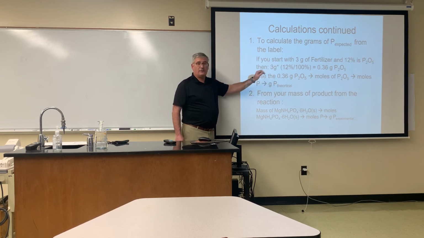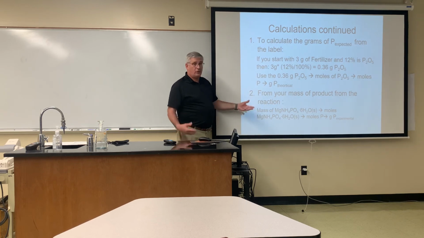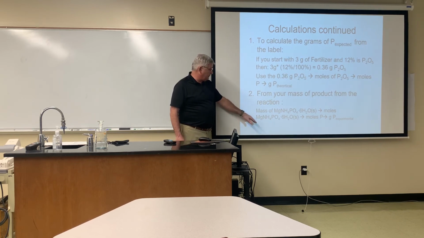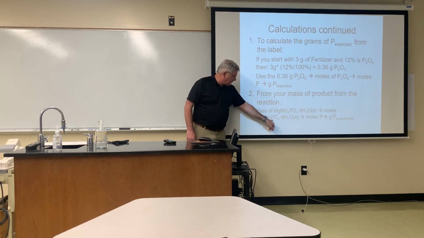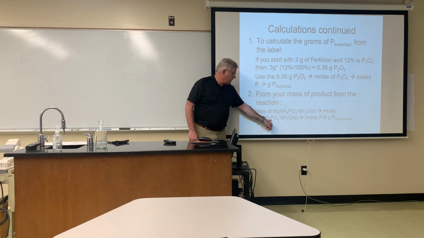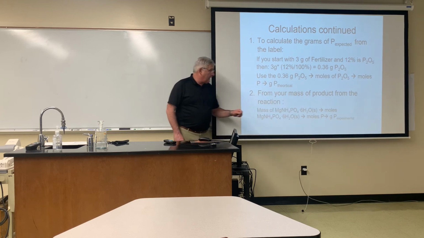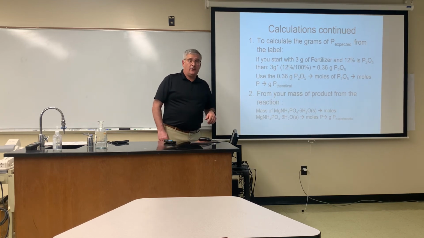So for the next calculation, you're actually going to do a reaction where you're going to make the magnesium ammonium phosphate hexahydrate, and you're going to take that, find its molecular weight, convert it to moles, and then for every 1 mole of this compound, there's 1 mole of phosphorus, and then you're going to find the grams of experimental phosphorus.